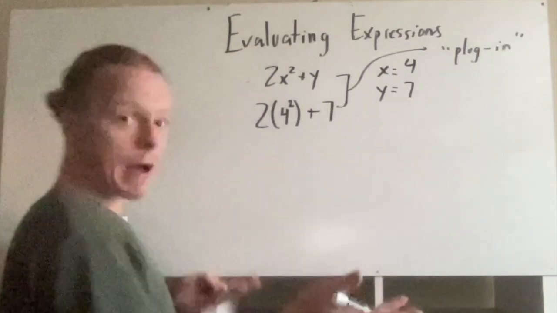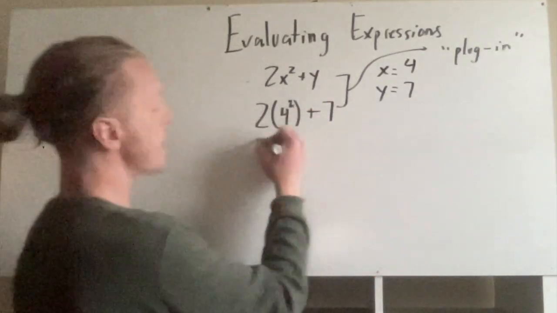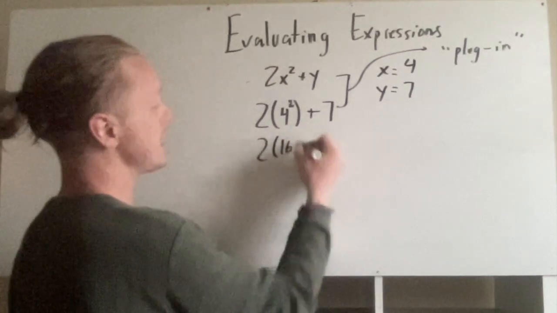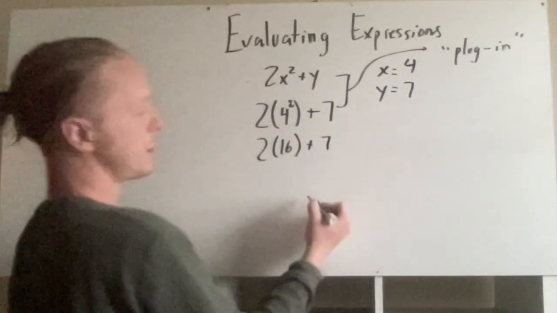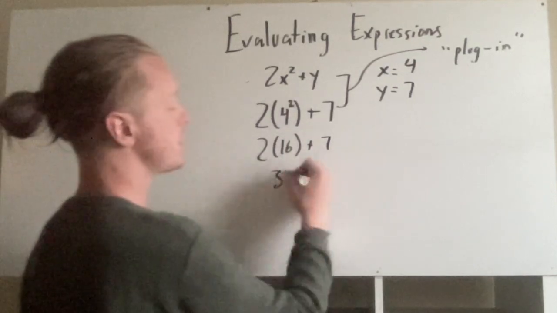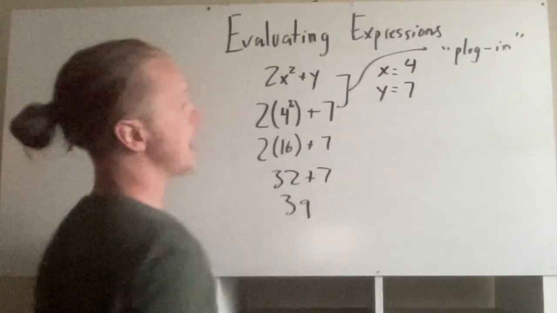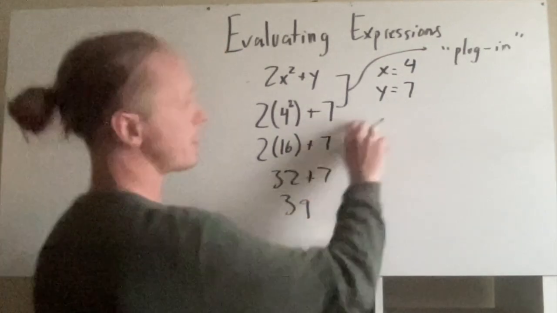And now we just do out the math following the order of operations. We do the 4 squared first, so that's 2 times 16 plus 7. We do multiplication before addition, so 2 times 16 gives me 32, plus 7 would give me 39.